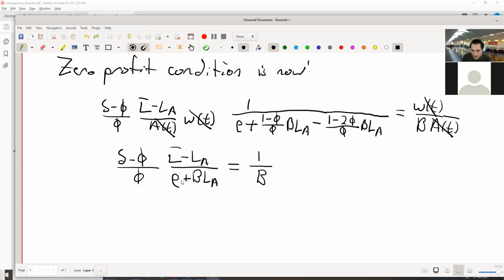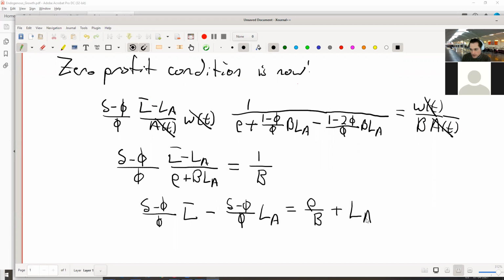Let's actually just multiply the other side by this rho plus BLA. So we're going to get delta minus phi divided by phi times L bar minus delta minus phi divided by phi LA is equal to rho divided by B plus LA, rho divided by B plus LA, yeah.